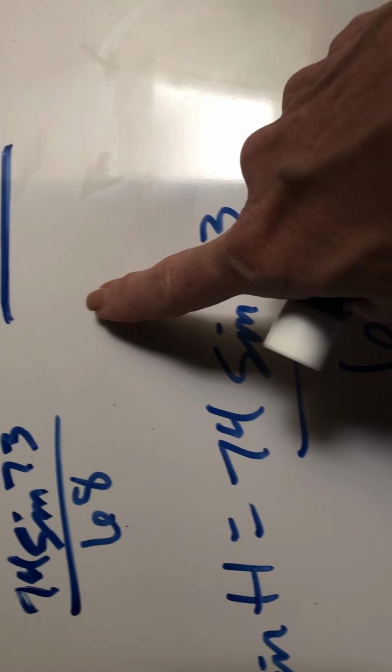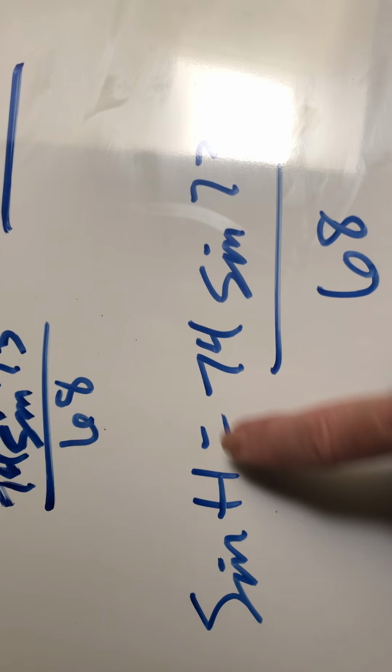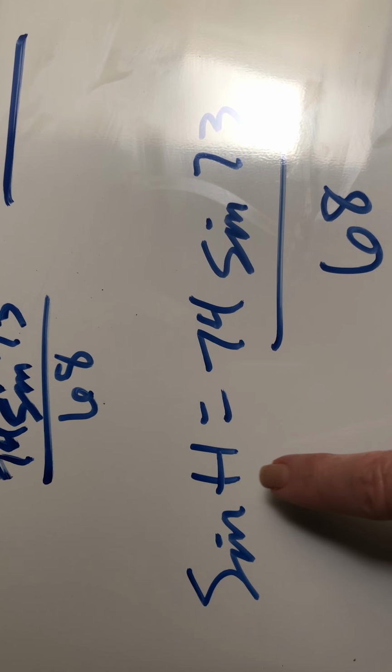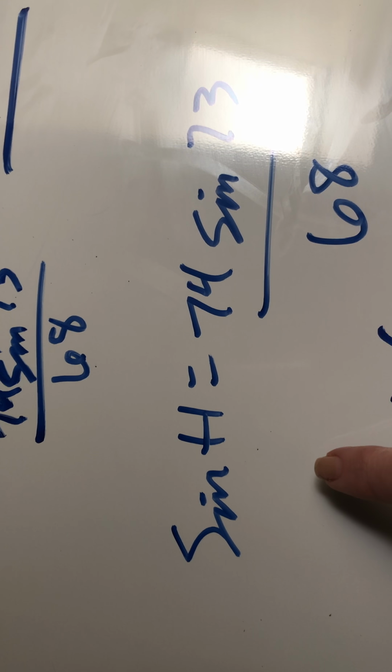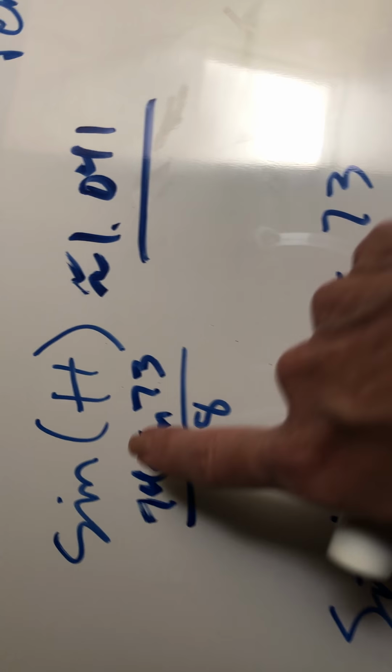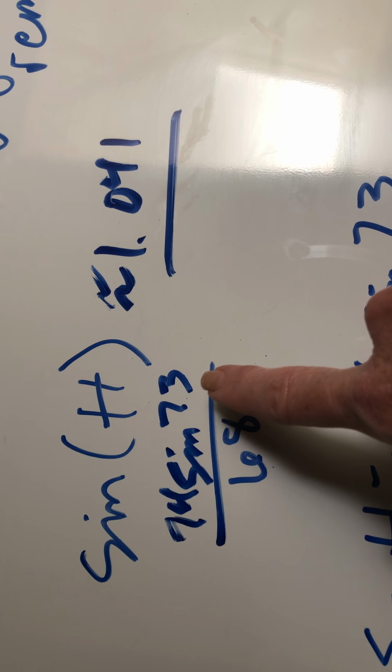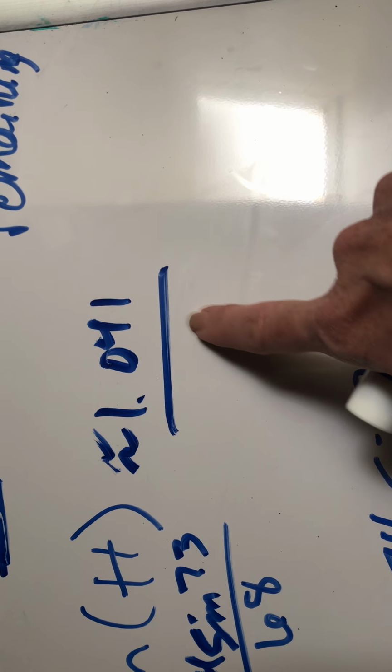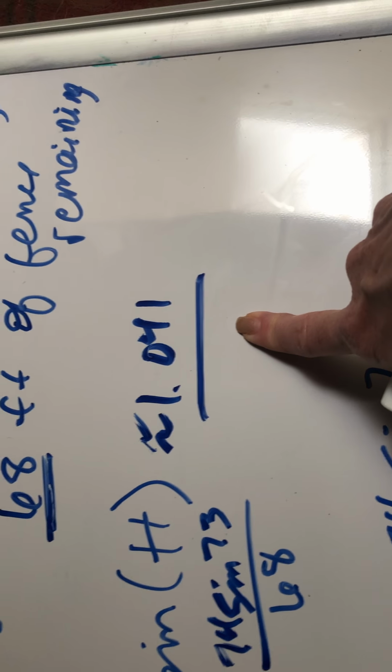Then another question you're asked on this is the sine of h. You're asked to find the sine of h. So to find the sine of h, like we did up here, you just do 74 sine 73 divided by 68 and put that number in the slot that's there.